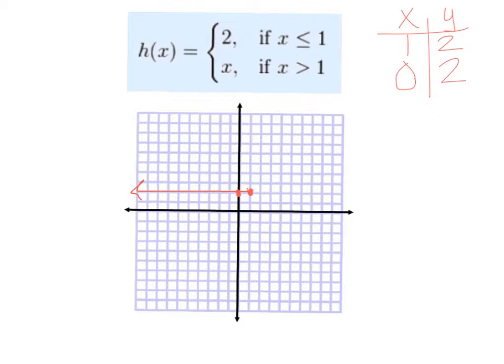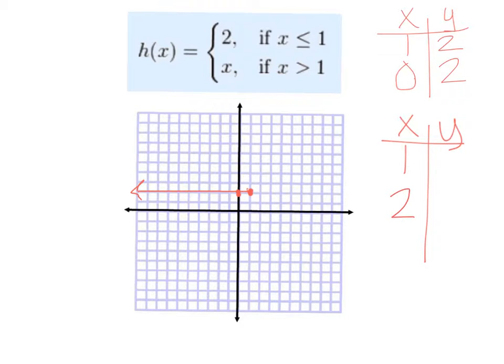Okay, and now we're going to move on to the second piece of my function, which is x if x is greater than 1. So when I create my table for this one, I'm also going to start with the first x value as 1. I get that from looking at my domain. The next x value comes from my domain again. This time I just need to choose a number that is greater than 1. So I'm going to choose 2.